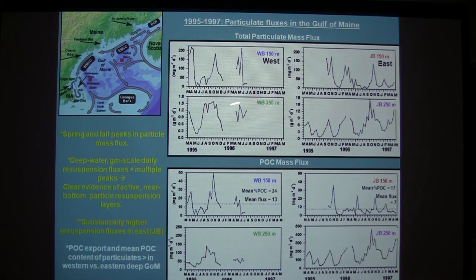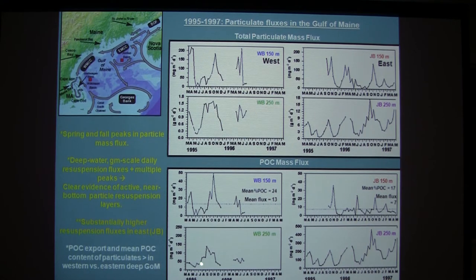Now, if you take these same samples and you analyze them for organic carbon, what we see are several things. One is that, of course, it's nice that we get peaks of organic carbon delivery during the spring and the fall, following at the end of those seasonal bloom periods in the surface waters.